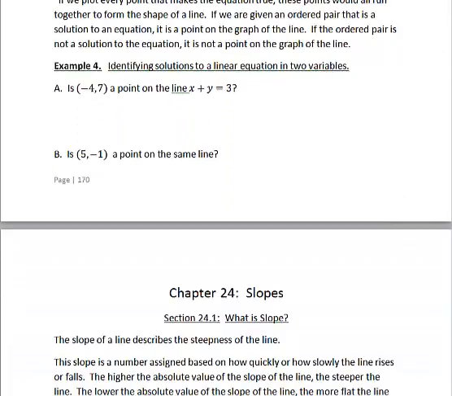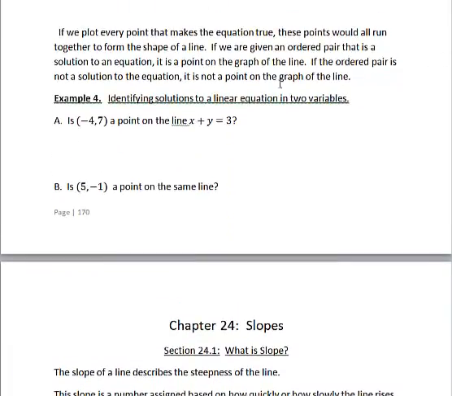Alright, so we have a little bit left, chapter 23, just one more example, and we'll stop, okay, because the next page starts chapter 24. So example 4 says identify solutions to a linear equation in two variables. So here is our equation, x plus y equals 3. Is this a solution to the equation?